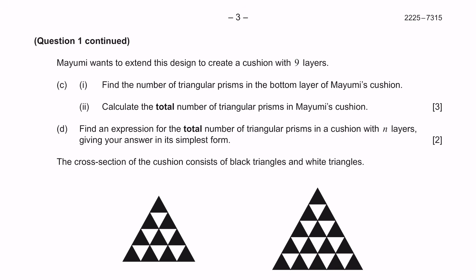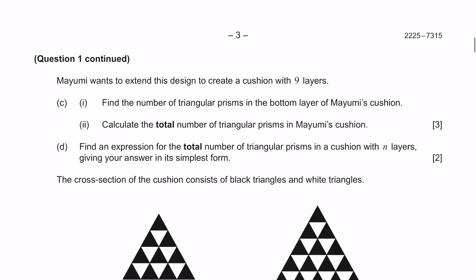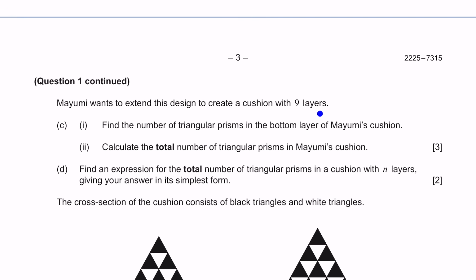Mayumi wants to extend this design to create a cushion with 9 layers. Find the number of triangular prisms in the bottom layer of Mayumi's cushion. Okay. So she wants to create a cushion with 9 layers, and the question is, how many triangular prisms would there be in this 9th layer?